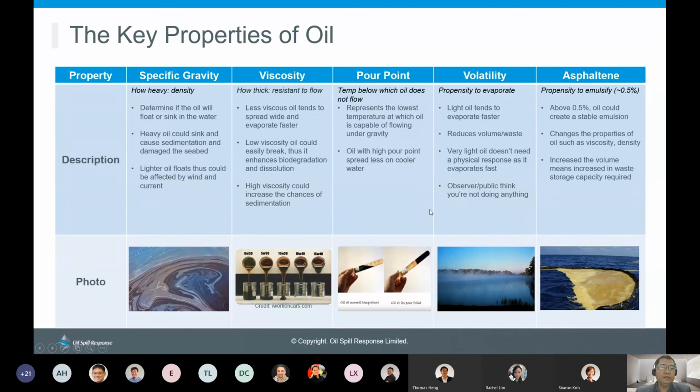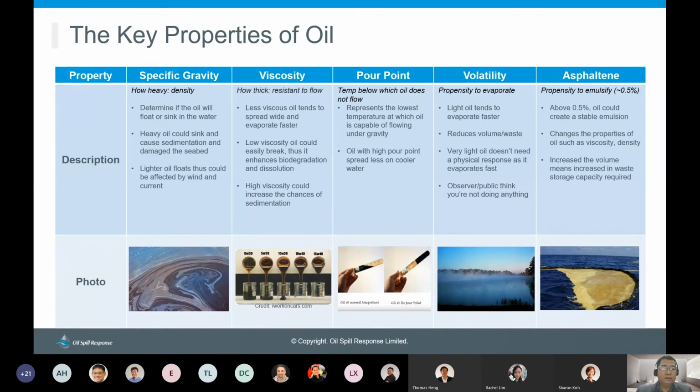So specific gravity tells us how heavy the oil is, or its density. This determines if the oil will actually float or sink in the water. As we know, whether the oil floats or sinks, the strategies or tactics that we will be using are different. Also, heavy oil could sink and cause sedimentation and damage our seabed.